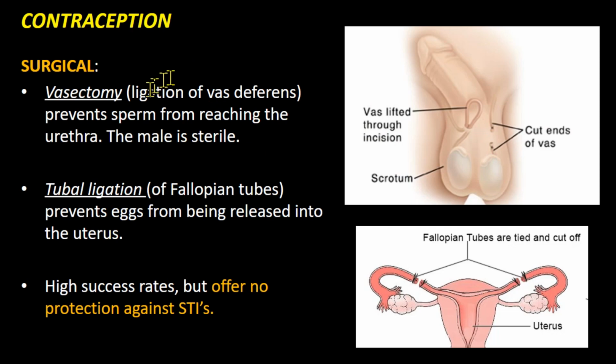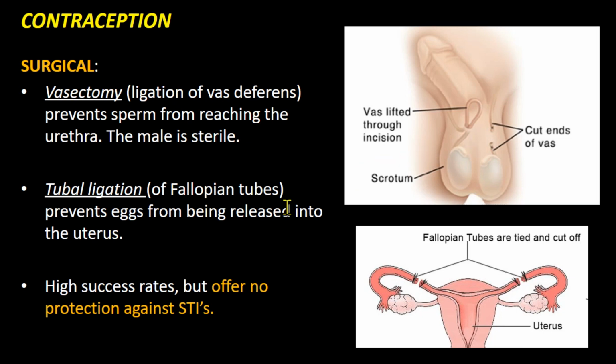Surgical methods involve vasectomies and tubal ligations. So with vasectomies, there's the ligation, which basically means the cutting and tying off of the vas deferens. The vas deferens is the sperm duct that takes sperm cells from the testes to the urethra before ejaculation. So in this case here, the male is sterile, which means he could still ejaculate, but the semen wouldn't have any sperm cells in it.